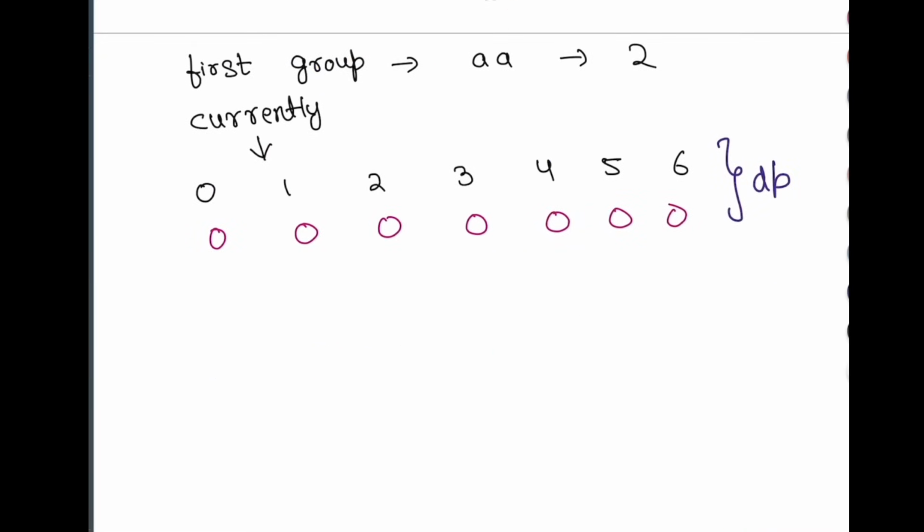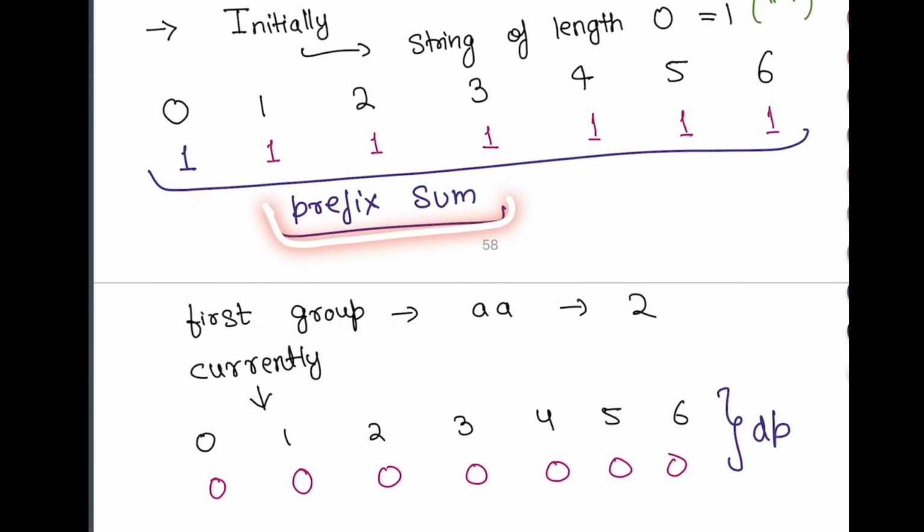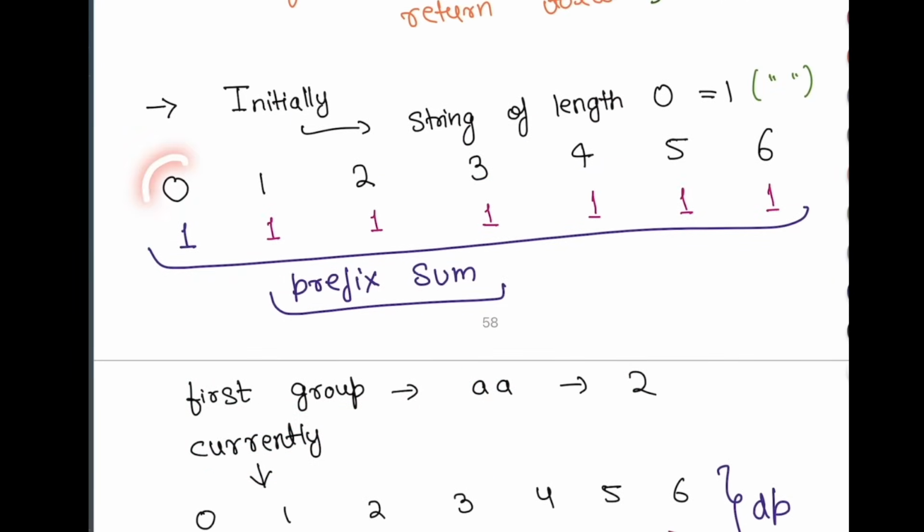Now let me try to process each of the groups. The first group has a length of 2. Basically the characters are a and a. And currently what we are trying to do is, we have this prefix sum. This prefix sum is telling me that for a string of length at most 0, we have one way. A string of length at most 1, we have one way. Similarly, for a string of length at most 6, we have one way. We just have one string, which is empty.